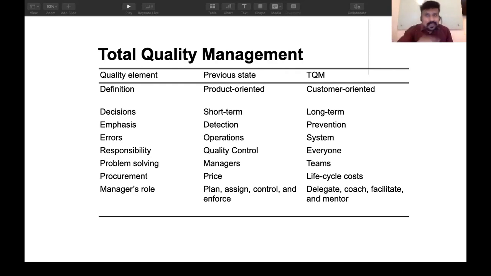That is what we are focusing on in total quality management. Now coming to the emphasis. As I said, prevention of errors is the emphasis here rather than detection of errors. We are not focusing on detection, no more deductions. Just prevent the errors. That is what we are focusing on in total quality management.